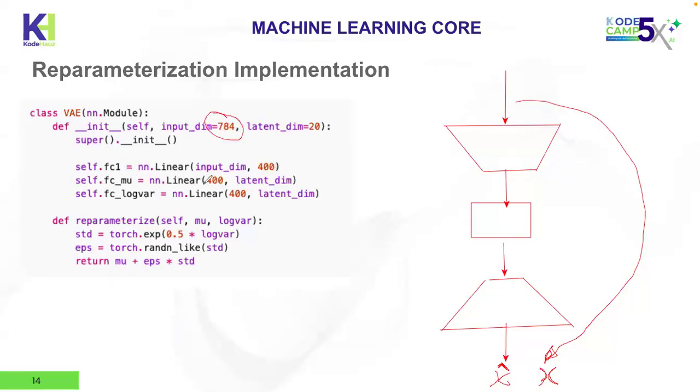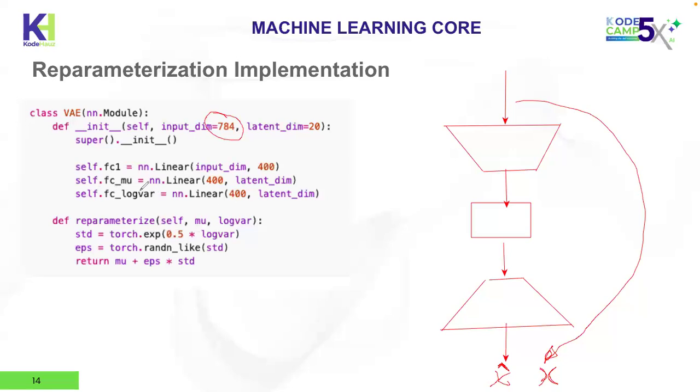Then you have another linear layer from the hidden layer to the latent dimension. But in this case, you see that we have FC mu. The FC mu is still going to the latent dimension, right? It's still going to the latent dimension. So effectively, what has happened is you have two operations in parallel. You have two layers that are running in parallel.